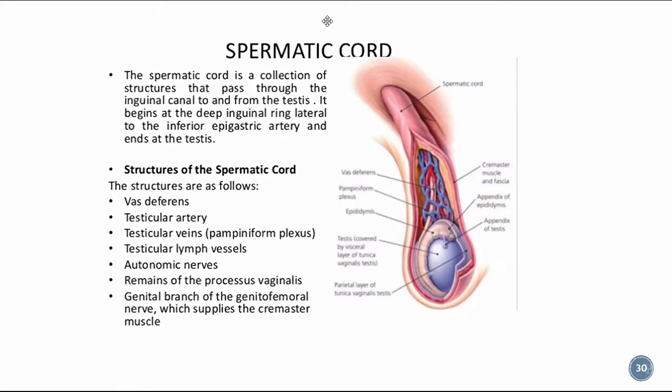And then we go to the spermatic cord, which is a collection of structures that pass through the inguinal canal to and from the testis. It begins at the deep inguinal ring at the abdomen, lateral to the inferior epigastric artery, and then ends at the testes.